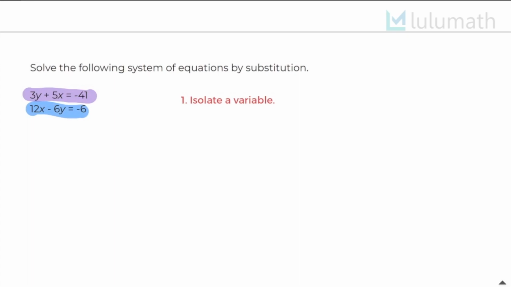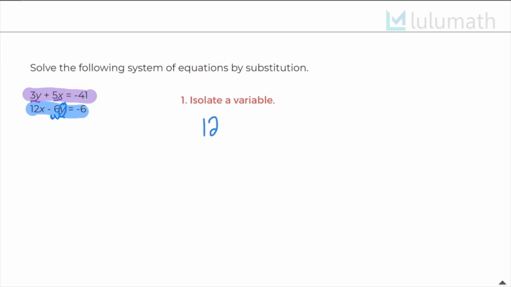So for example, right here, in my purple equation, I have 3y and I've got 5x. So the coefficient of 3, I want to see, is 5 divisible by 3? Not evenly. Is negative 41 divisible by 3? Not evenly. Again, if you need to, go ahead and solve it with fractions, but if I can avoid it, I'm going to. In the next equation, 12x minus 6y equals negative 6, if you notice this negative 6 coefficient here, I can divide 12 by negative 6, and I can also divide negative 6 by negative 6. So that means that that is probably going to be the easiest variable for me to isolate.